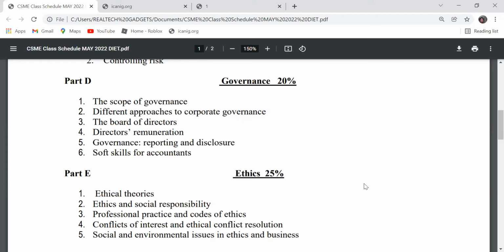Then in ethics, we'll also be talking about sustainability. We'll also be talking about sustainability reporting as well. So this is the general overview of the syllabus.